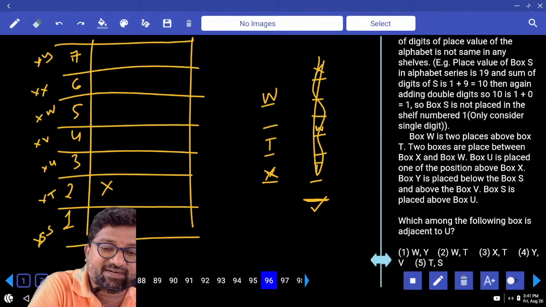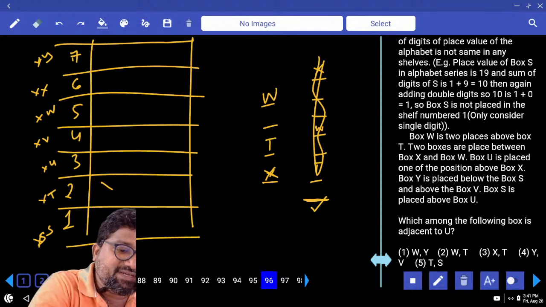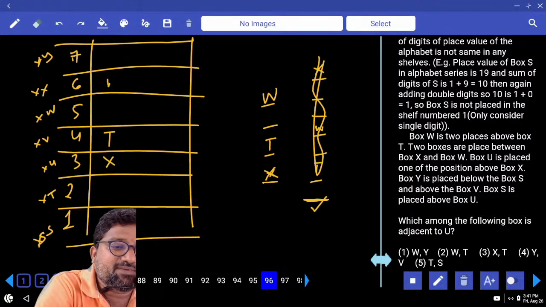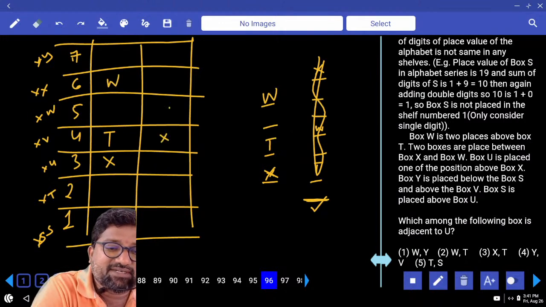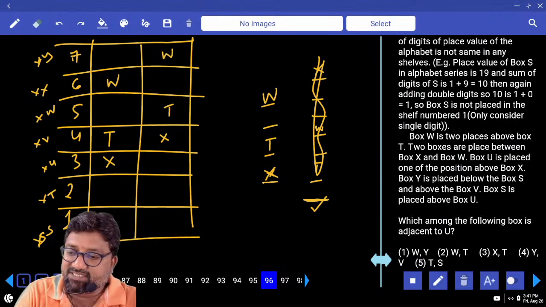If I take x here, t, 1 person gap, w. That means x has to be in the third. t, 1, w. There is also another possibility: x, t, 1 person gap, w. Any problem? Read the next line. The answer is done.